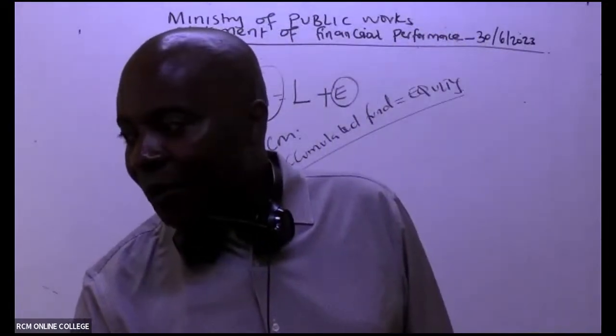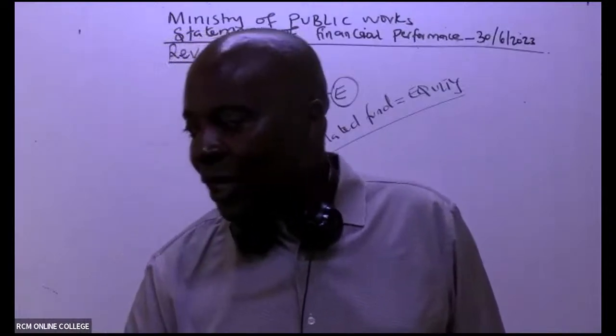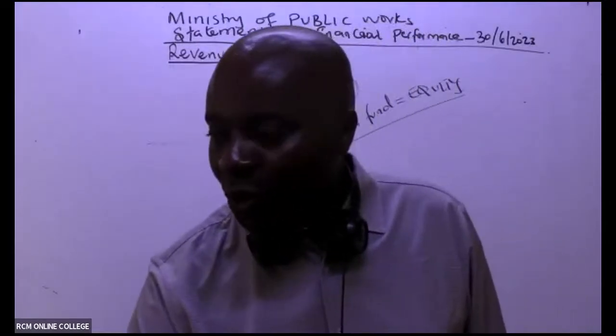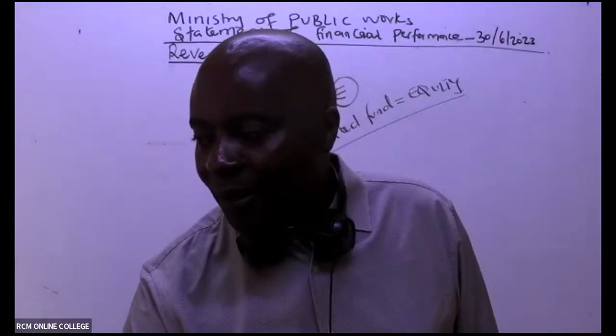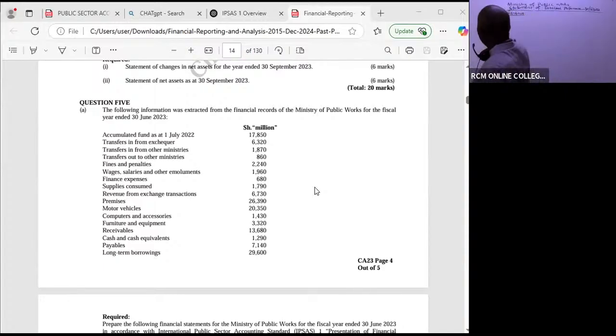All right, then if you'd allow me, ladies and gentlemen, we shall be able to do this statement of financial performance. So we start with revenue. We are simply copying down because now we have been able to identify them. Once I identify them, I should be able to earn those 6 marks pretty fast. So we start with the transfers in from the exchequer.